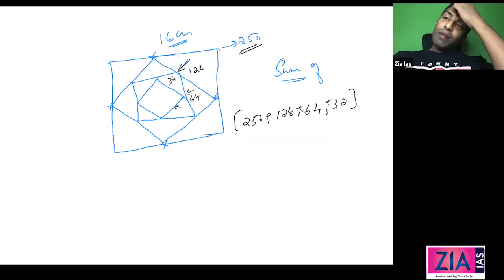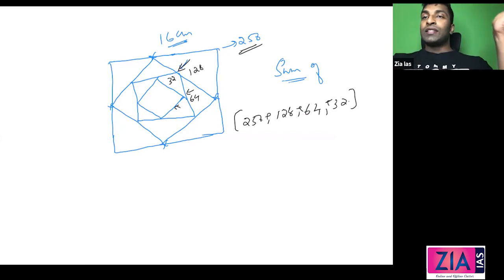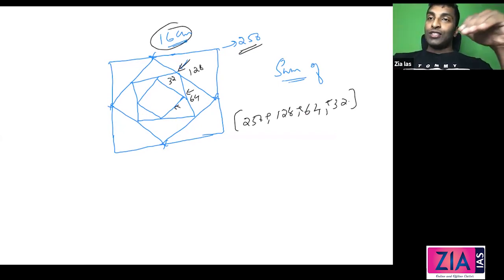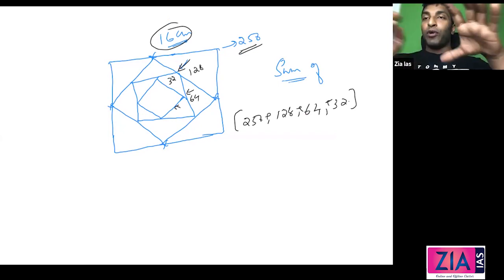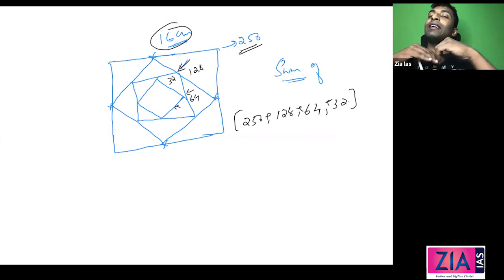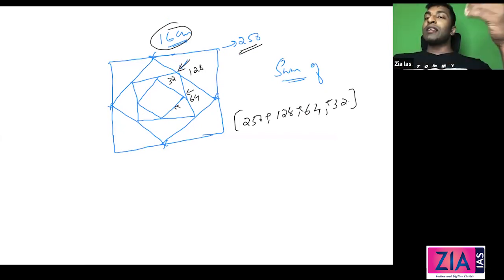Now guys, if I'm telling you there is a square with 16 centimeter as the side, and another square formed by using the midpoints, another one using midpoints, another one using midpoints, and it keeps on continuing endlessly, infinitely. Do you know how many squares are there? No. Why? Because infinitely. Towards the end, it may be a point.